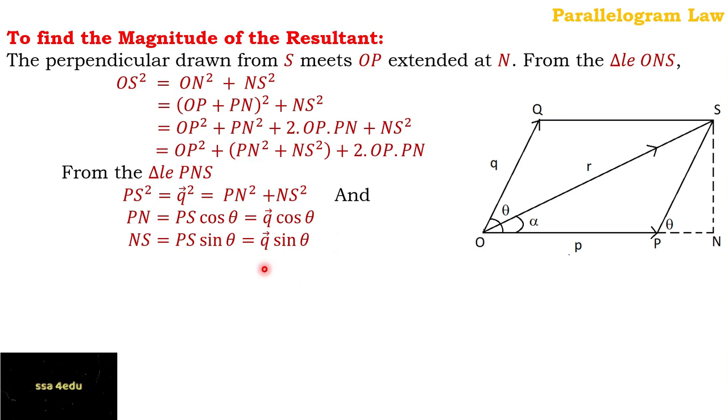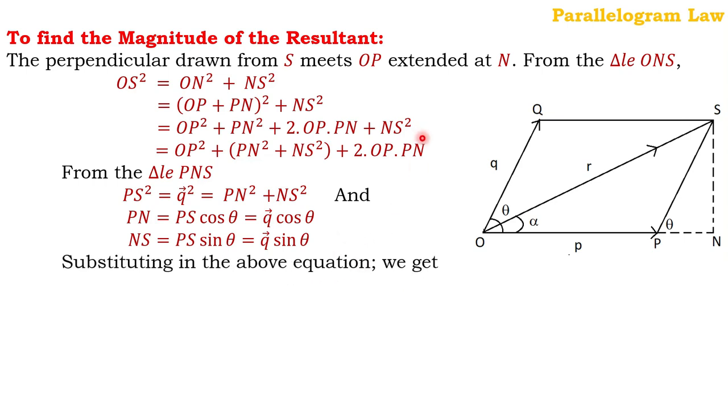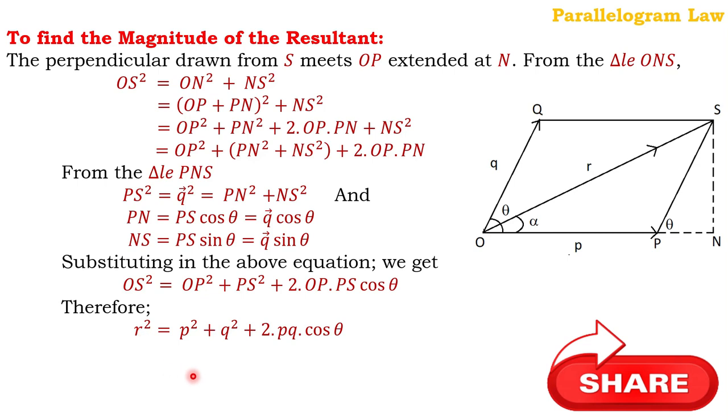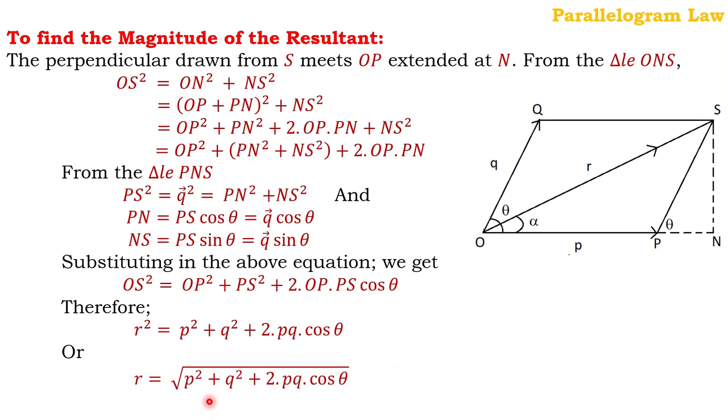After substituting all these in this expression, we arrive at OS square equals OP square plus PS square plus 2 into OP into PS cos theta. Simplifying this, we have R square equals P square plus Q square plus 2 PQ cos theta. R equals root of P square plus Q square plus 2 PQ cos theta, which is the expression for the resultant of the two vectors.